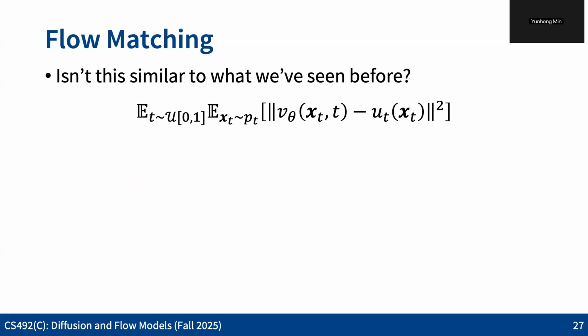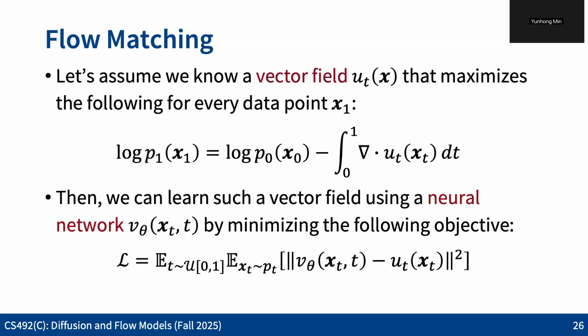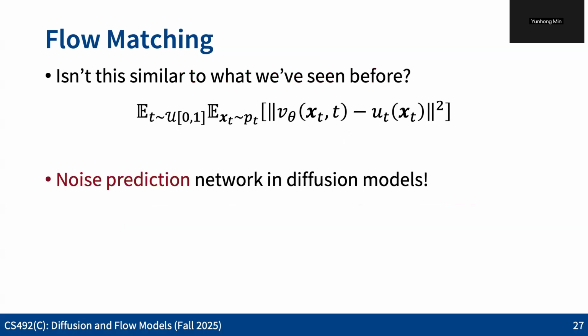But obviously here the question is how we can find such a vector field, right? So when you start from any X0 and then send that into the X1 using the vector field, that should be one of the realistic data points, right? So the question is how we can find such a vector field that maximizes the log probability for all the X1. So that's the thing.